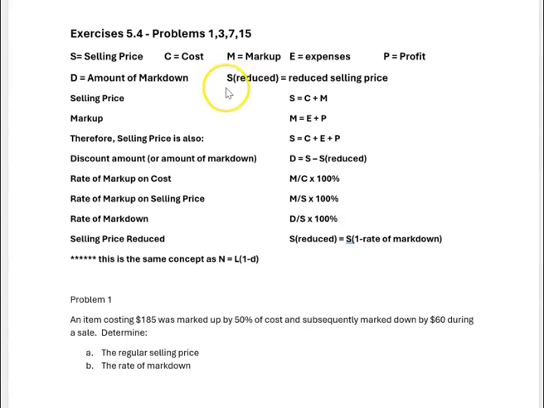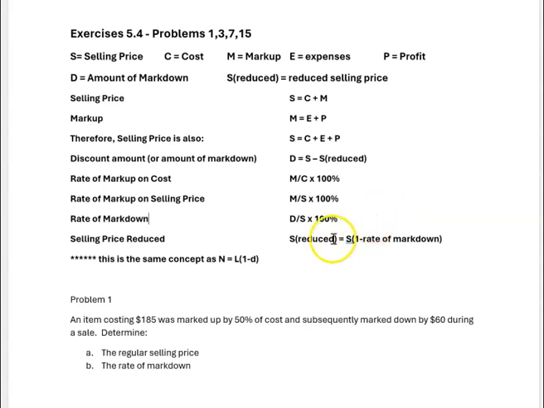And then we also have S reduced, or selling price reduced, which is your reduced selling price. And that is S reduced equals S, your selling price, multiplied by 1 minus the rate of markdown. And rate of markdown is your discount amount, or amount of your markdown, divided by selling price, multiplied by 100% to give you your percentage.